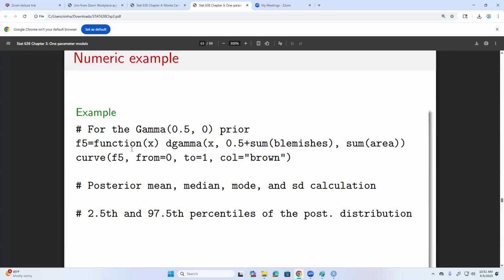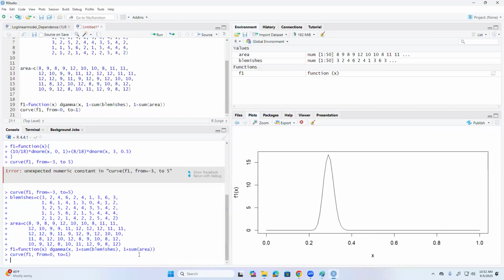So once you get the posterior distribution, what can you do? You can calculate the posterior mean, posterior median, posterior mode, depending on what you want to calculate. And you can calculate the probability that theta is greater than something under that posterior distribution, or theta is smaller than something under this posterior distribution. You can even calculate the 2.5 and 97.5 percentiles of the posterior distribution. So let us do that.